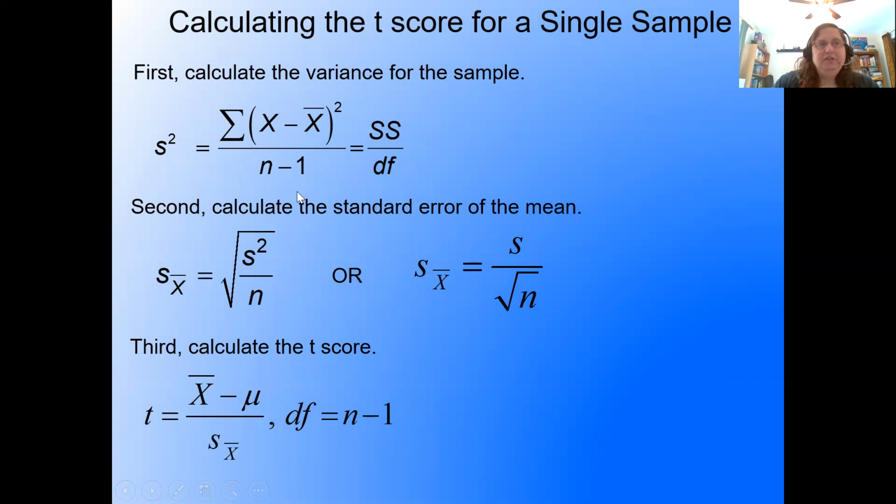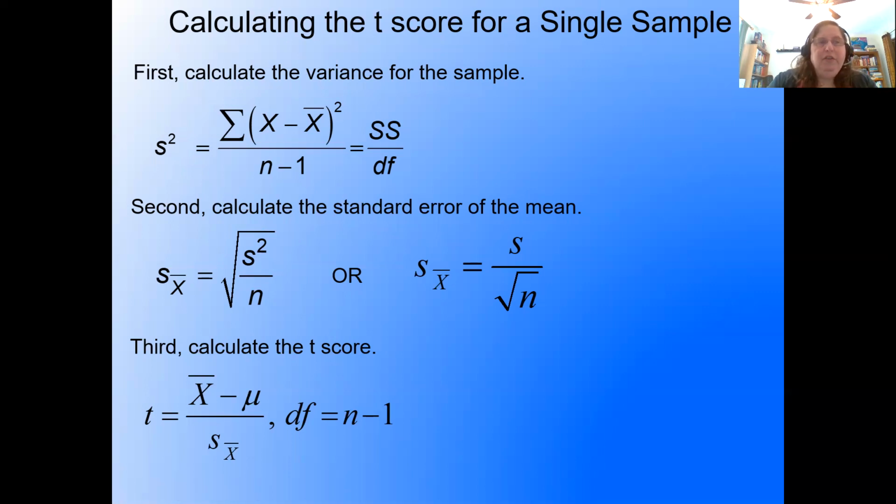Next, we have a choice. We can either keep with S squared to calculate the standard error of the mean and take our square root later, or we can take our square root right now. Remember how we get standard deviation? We take the square root of the variance to get S. So it's really up to us. Now, I prefer to just go ahead with my S squared and use this formula on the left to calculate the standard error of the mean: S squared over n, take the square root of the whole thing.